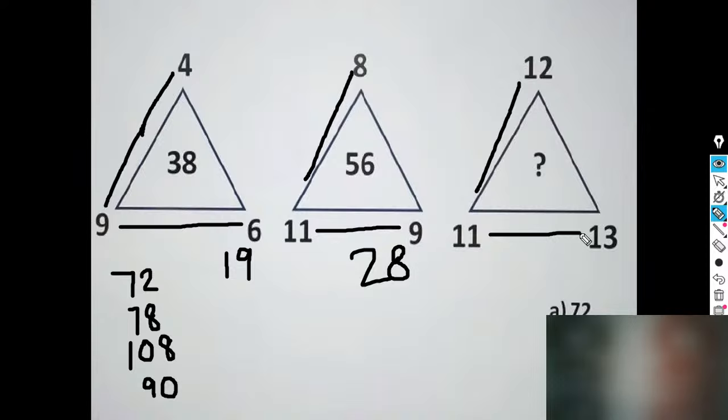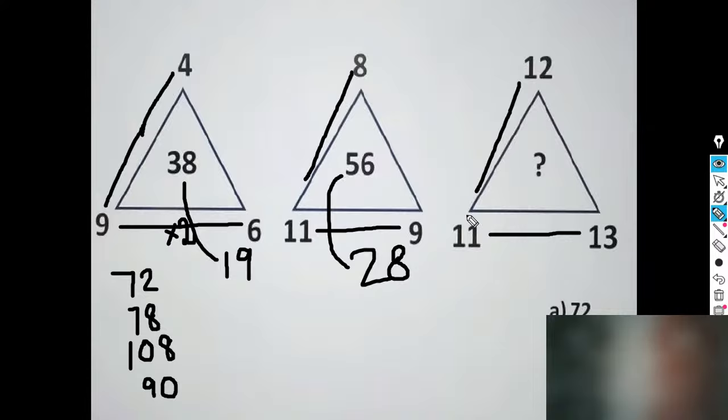Did anyone get the answer? 4 plus 9 plus 6 gives us 19. If we add all the outside numbers, we get 19. But inside we have 38, which is double of 19. First you should add all the numbers, next you should multiply it by 2. Next, 8 plus 11 plus 9, we have 28. You can multiply it with 2, double of that one.